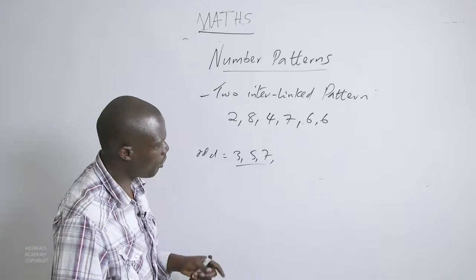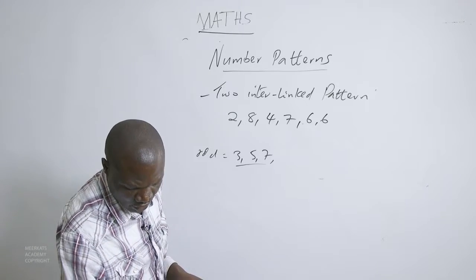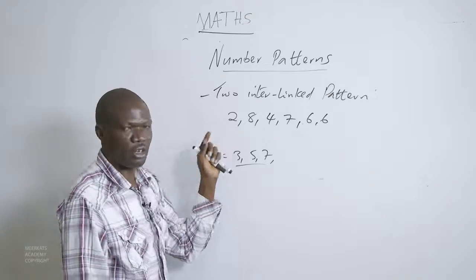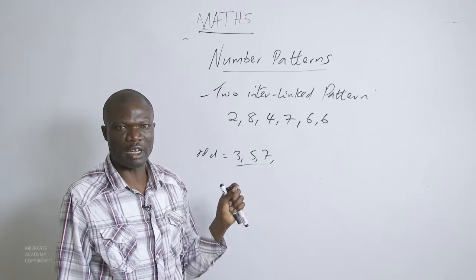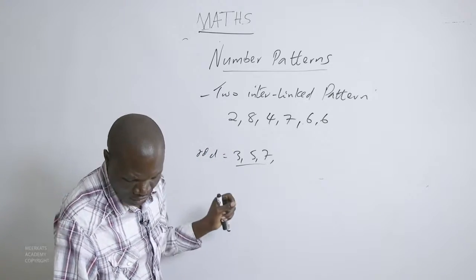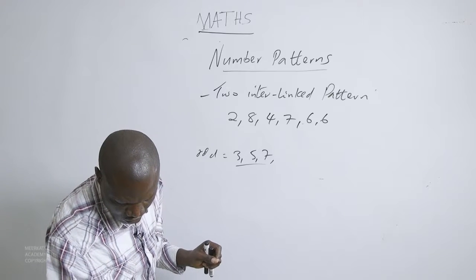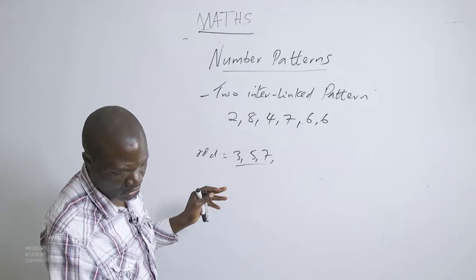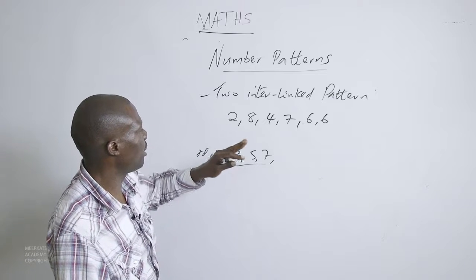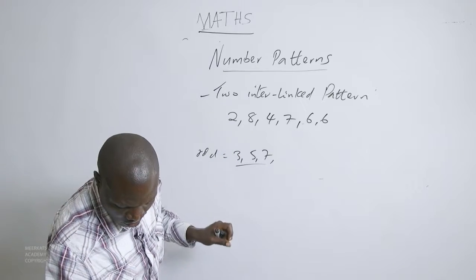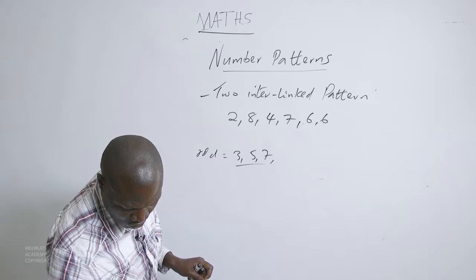Now, we want to look at a situation here where we want to increase odd numbers by 2 and even numbers by 1 and see what we are going to get. Even numbers, we are going to decrease by 1, and odd numbers, we are going to increase by 2.